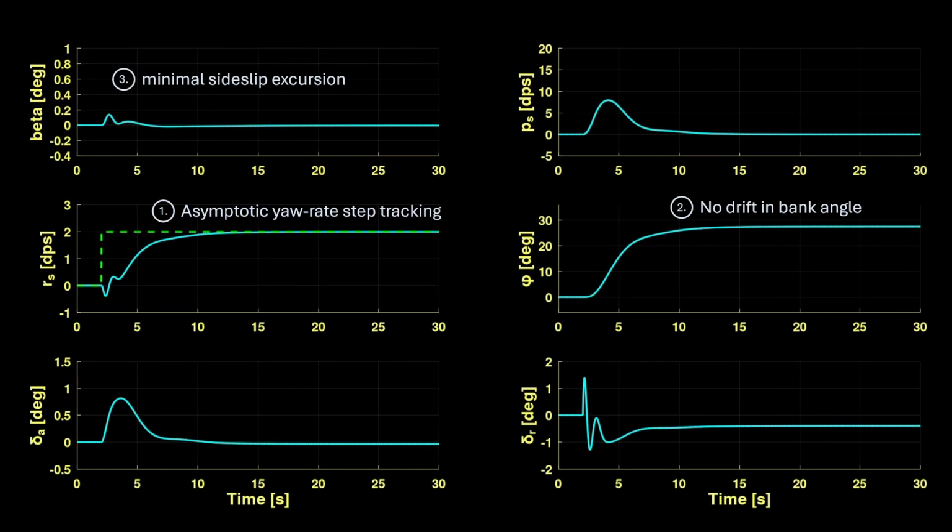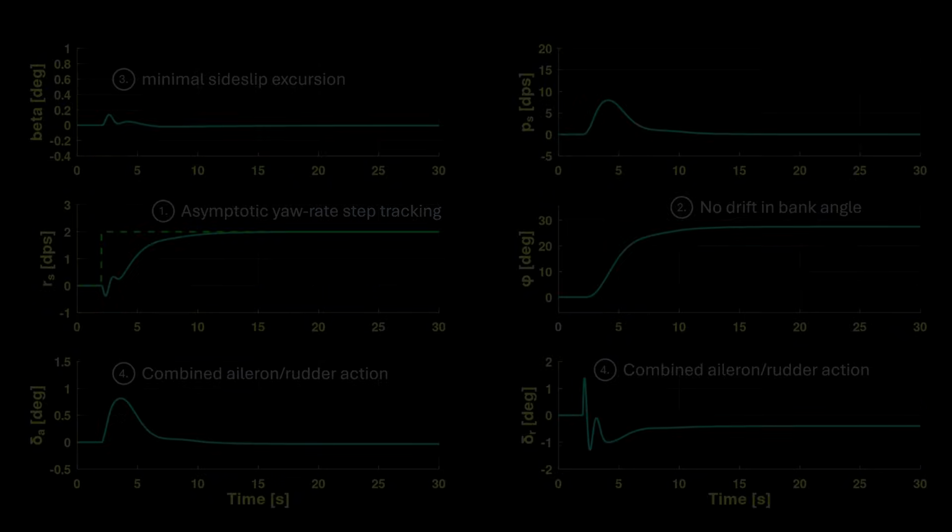To achieve this coordinated turn, the controller commands both aileron and rudder action. The aileron's primary role is to bank the aircraft to achieve the commanded turn rate. The rudder's primary role is to coordinate that turn, that is, regulate side slip and dampen the Dutch roll mode.